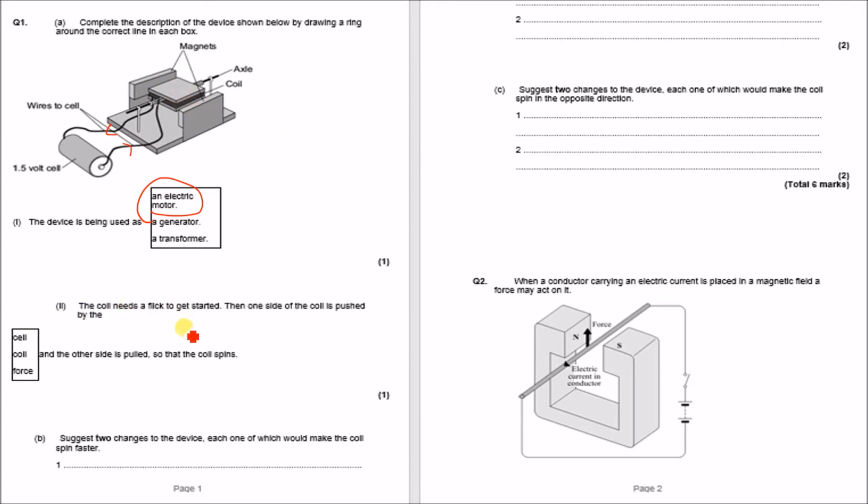The coil needs a flick to get started, then one side of the coil is pushed by the force and the other side is pulled so the coil spins. Suggest two changes to the device, each one of which would make the coil spin faster. So we could increase the voltage, or we could increase the strength of the magnetic field.